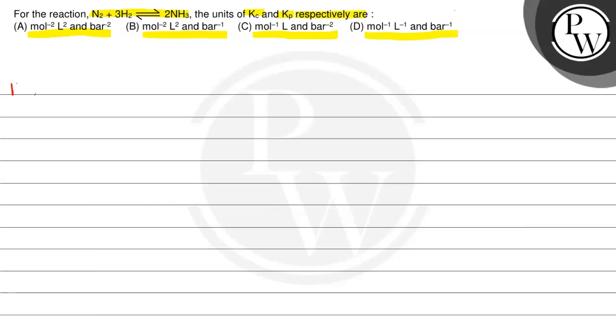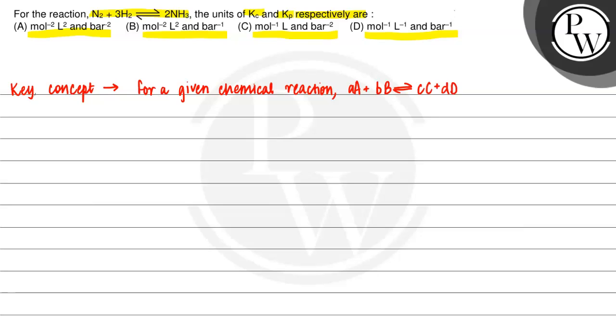Now let us see the key concept of the question. Key concept of this question will be, for a given chemical reaction, suppose हमें chemical reaction दे रखी है aA + bB gives cC + dD and this chemical reaction is in equilibrium. तो हमारी Kc will be equal to [C]^c into [D]^d divided by [A]^a into [B]^b.